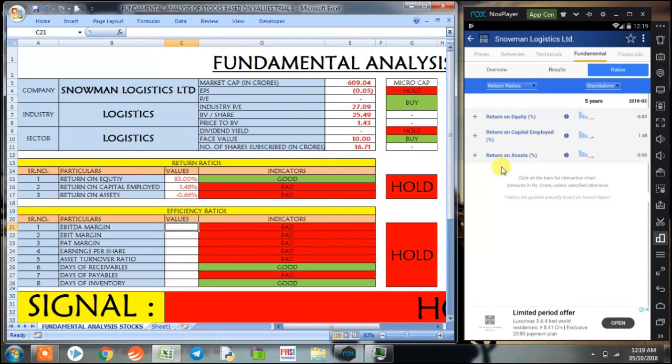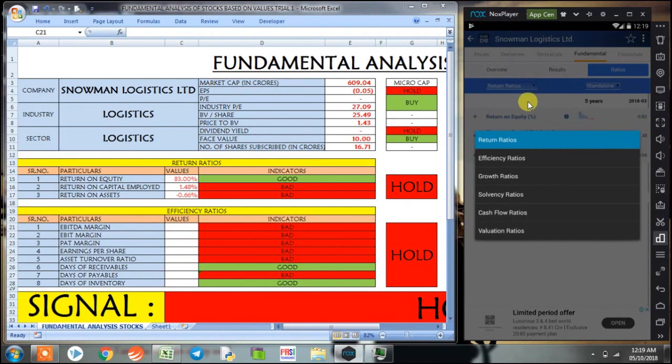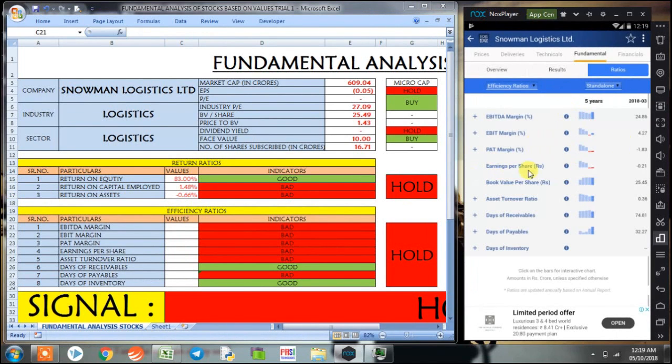Now coming on to efficiency ratios, in the ratio tab itself, there is a drop down menu. In the drop down menu, we have to click efficiency ratios, and you could get the efficiency ratios here. Now the EBITDA margin is 24.86. Okay, so 24.86 is actually good, and that's why it has given a good signal. Coming to EBIT margin, it is 4.27, not that good, and the PAT margin is minus 1.83%. So it's also not that good. That's where the bad signal. In the efficiency ratios, the important ratios are these three.